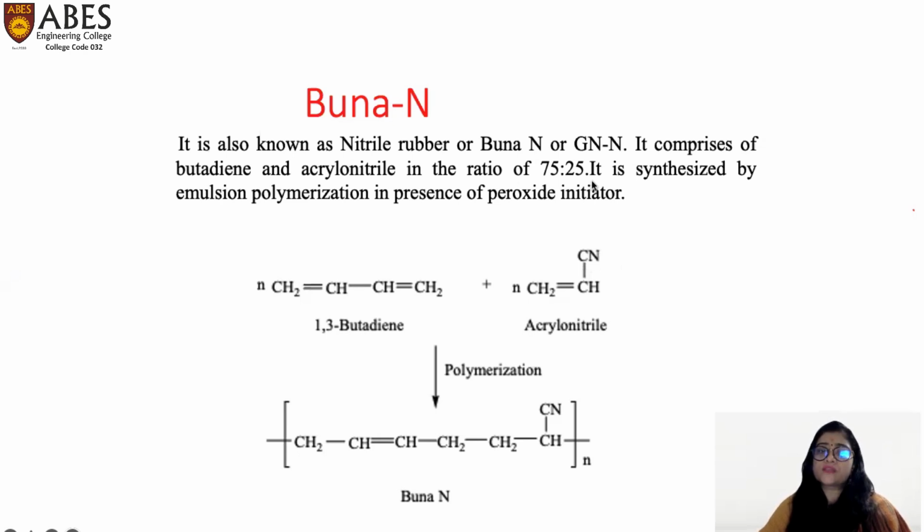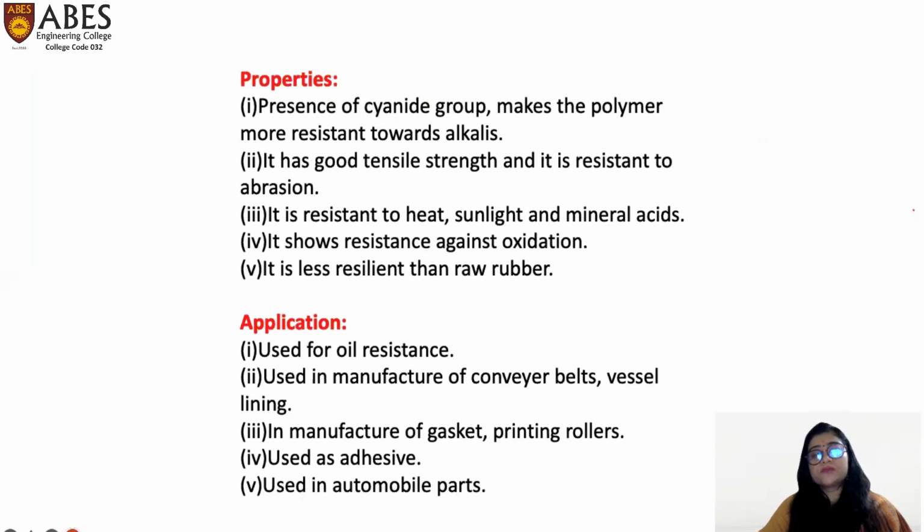And it is synthesized by emulsion polymerization where the initiator molecule is peroxide. So the polymerization reaction is addition polymerization. That means these two monomers just add to give this polymer chain, which has properties of rubber, which we will discuss. The presence of the cyanide group makes the polymer more resistant towards alkalis. It has good tensile strength and is resistant to abrasion. It is also resistant to heat, sunlight, and mineral acids. It also shows resistance towards oxidation, though it has poorer properties than raw rubber.